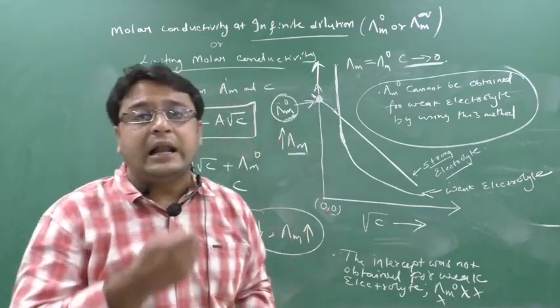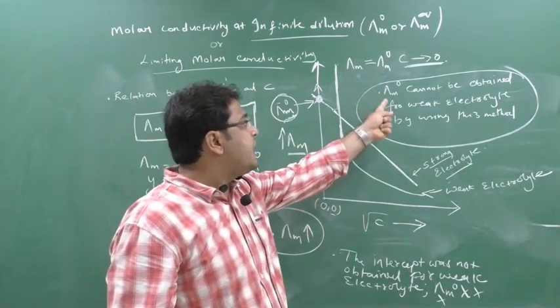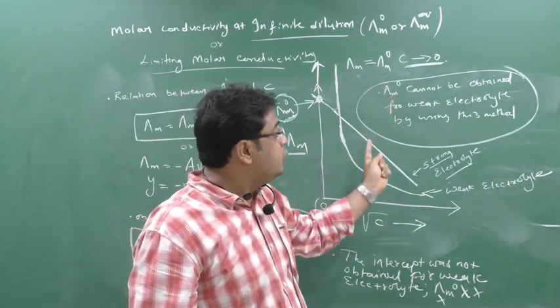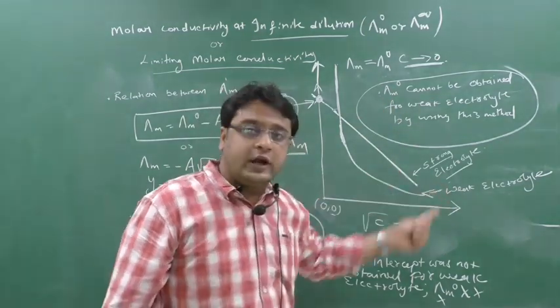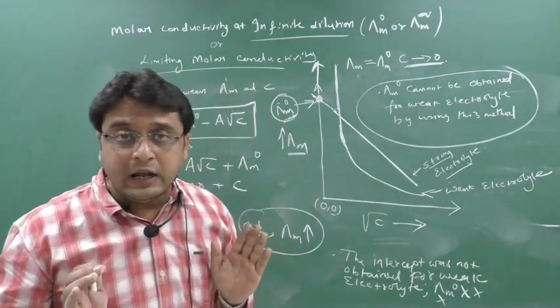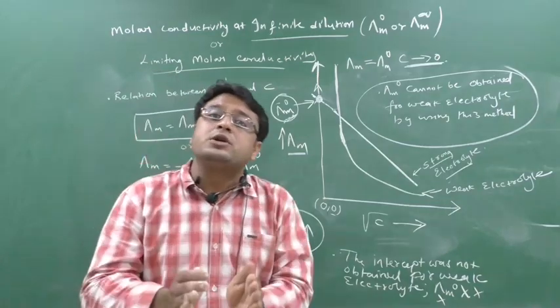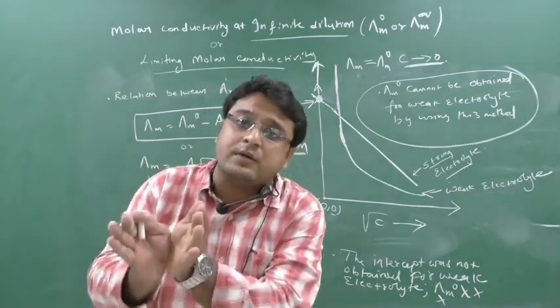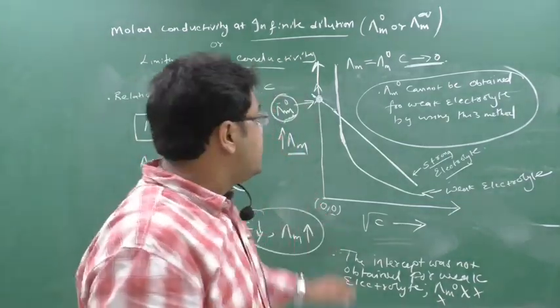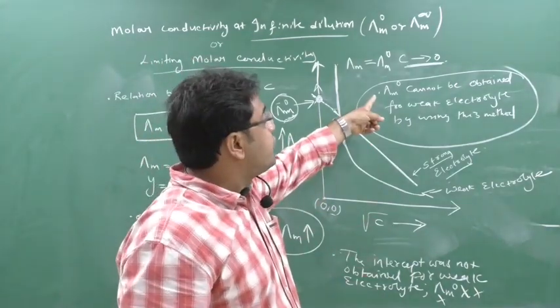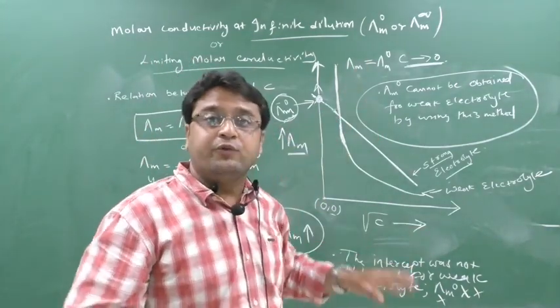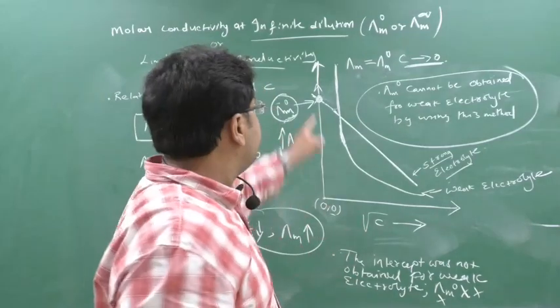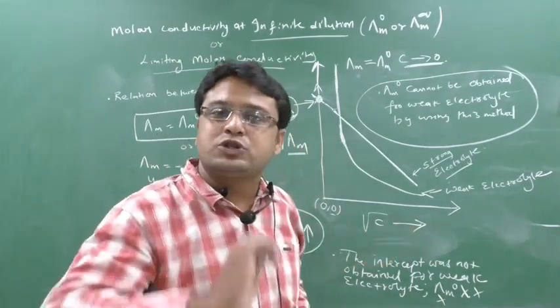So now who will help to obtain the lambda m naught value for this weak electrolyte? Kohlrausch's law. Who will help? Kohlrausch's law. That's why Kohlrausch's law comes into the picture in this chapter. Because if the lambda m naught value for weak electrolyte could have been obtained by this method, then Kohlrausch's law would not come.